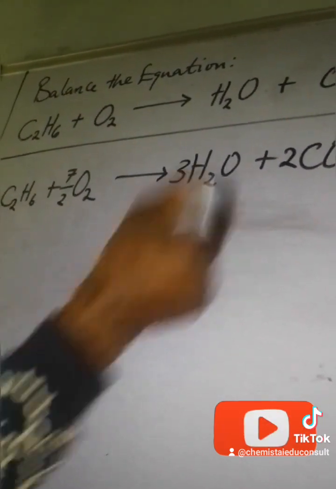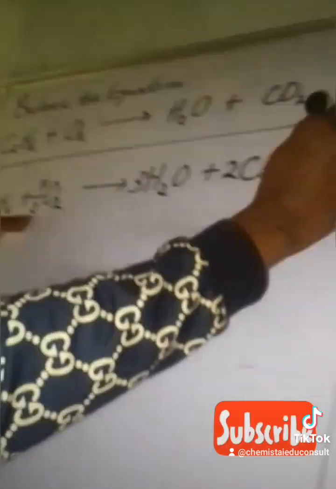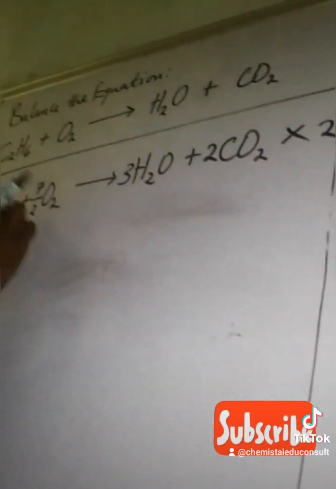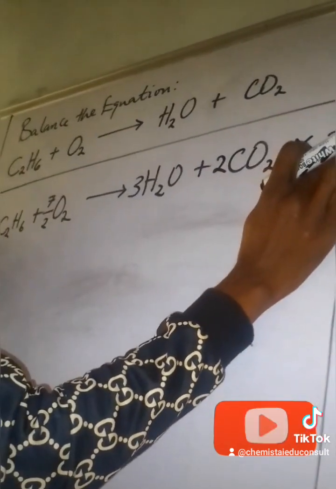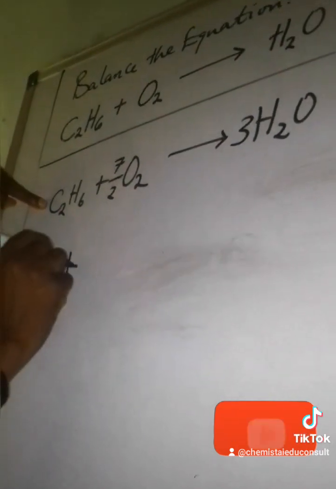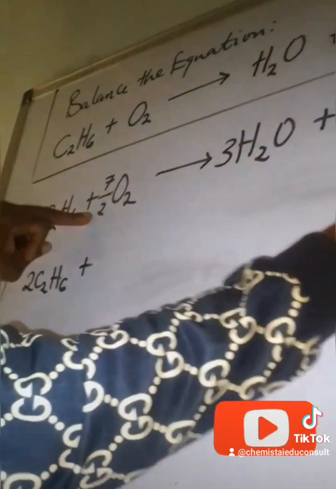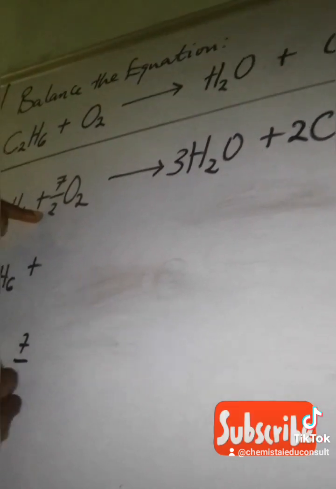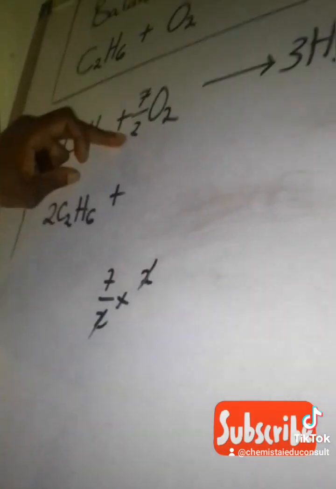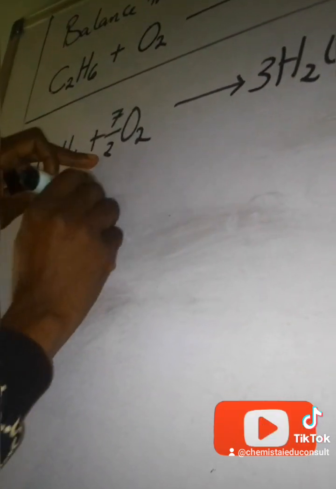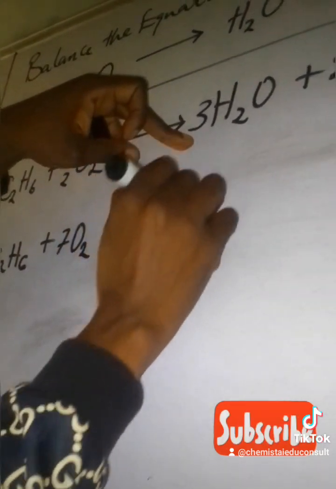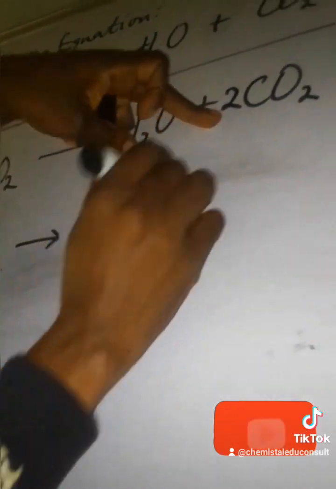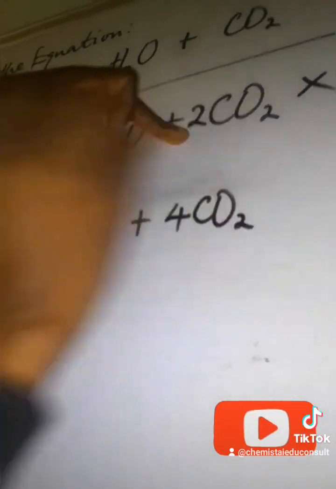So to clear this fraction, you multiply by 2, which is the denominator. Use 2 and multiply every substance here. So what do we have? You multiply this by 2 and you have 2C2H6 plus multiply 7 over 2 by 2. 7 over 2 multiplied by 2, you get 7. So here it becomes 7O2. Multiply 3 by 2, we get 6 water molecules. Finally, multiply 2 by 2, you get 4 carbon dioxide molecules.